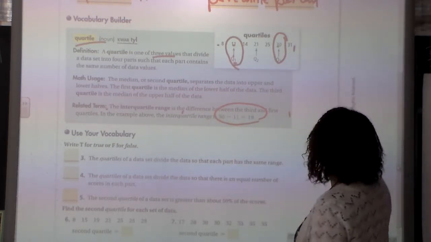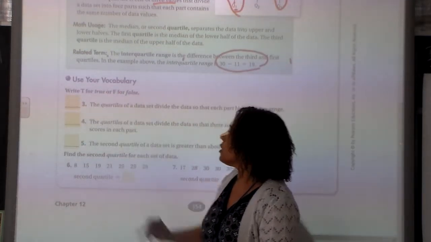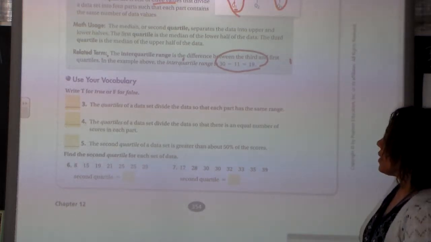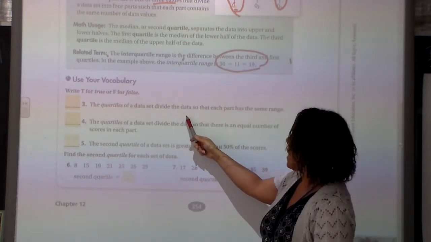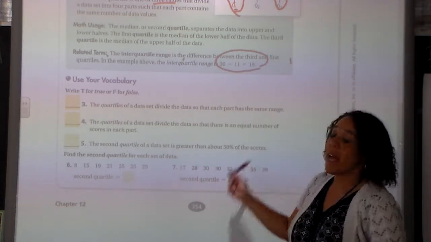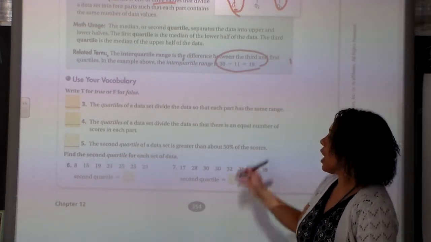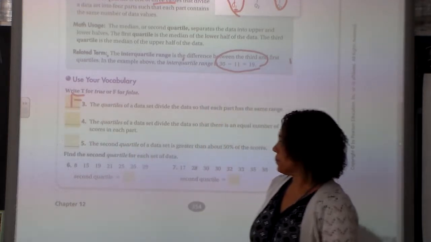Okay? So let's see how we can apply this information here. Write true or false for each of the following here. Number 3 says the quartiles of a data set divide the data so that each part has the same range. Well, we've never talked about anything having the same range, so that has to be a false statement.